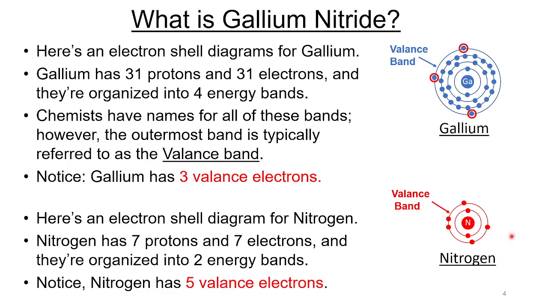Down below here, there's an electron shell diagram for nitrogen. Nitrogen has 7 protons and 7 electrons, and they're organized into 2 energy bands. And notice, nitrogen has 5 valence electrons.